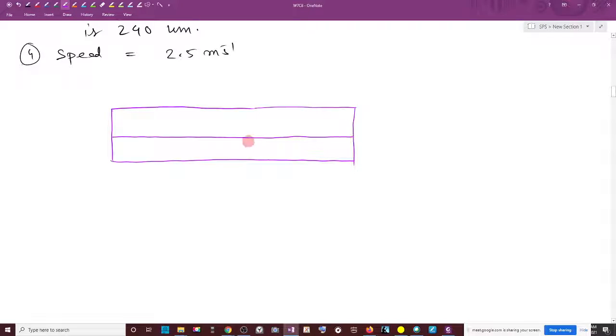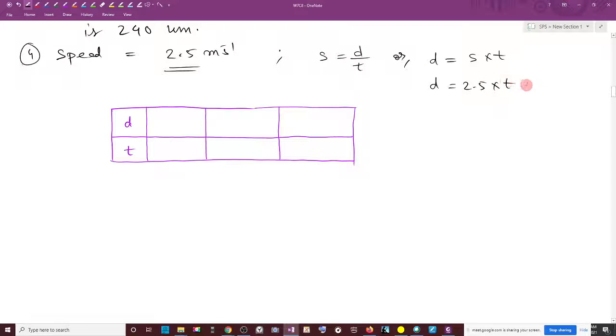Now, we need at least 2 points, but it is better if you take 3 points in all. So this is distance, this is time. See, we know that speed equals distance by time. Or we can write distance equals speed into time. As we know the speed is 2.5 meter per second, we can write distance equals 2.5 into time. Now, first if I put t equals 0, then d will be 2.5 times 0. This will also be 0.